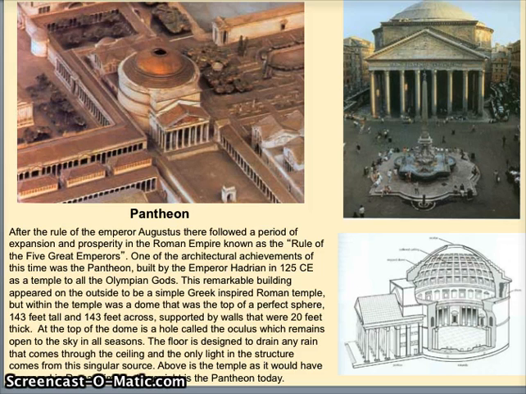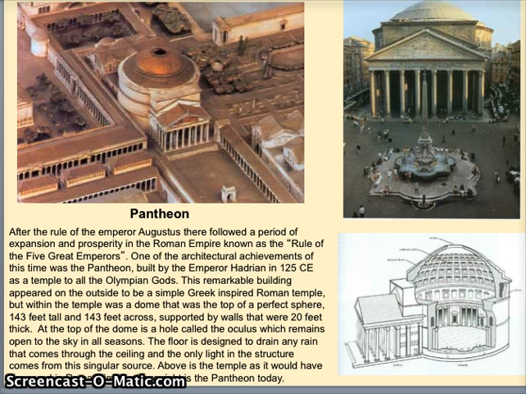At the top of the dome there's a hole called the oculus, which remains open to the sky in all seasons. The floor is designed to drain any rain that comes through the ceiling, and the only light in the structure comes from this one singular source. Above is the temple as it would have appeared in Roman times, in the image above left. And at the right we see the temple today.